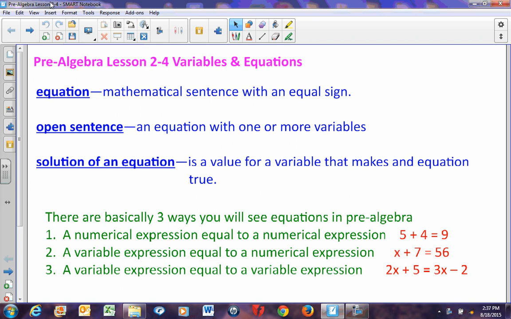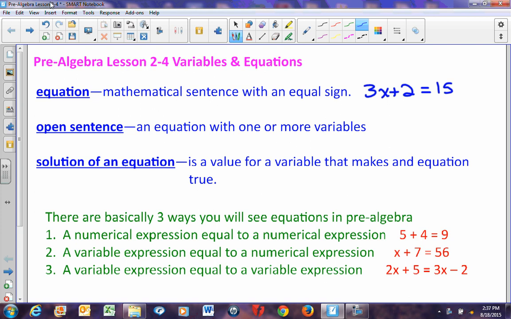Pre-algebra lesson 2-4. Variables and equations. An equation is a mathematical sentence with an equal sign. Up until this point, we've done expressions, which don't have equal signs. But if you have something like 3x plus 2 equals 15, that is an equation because it has an equal sign.